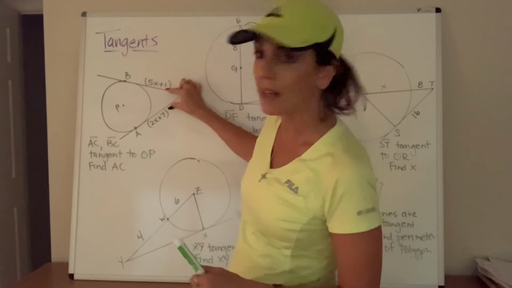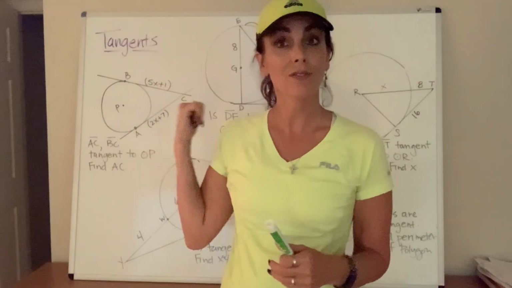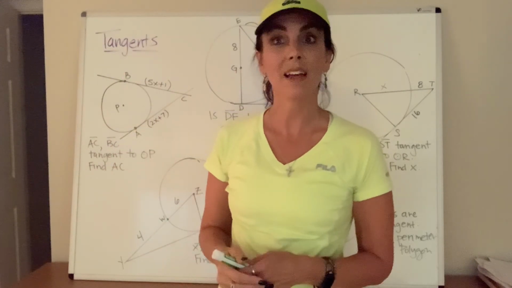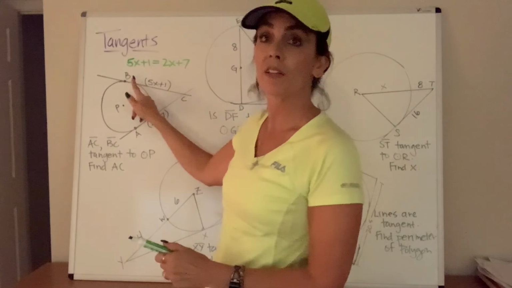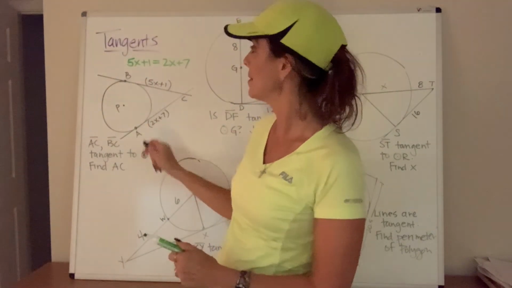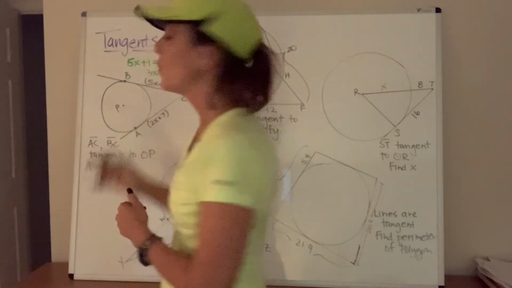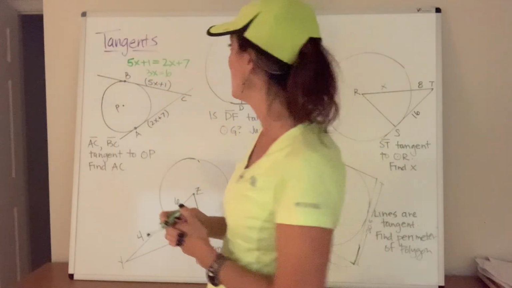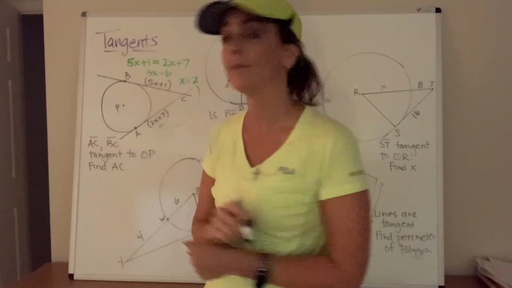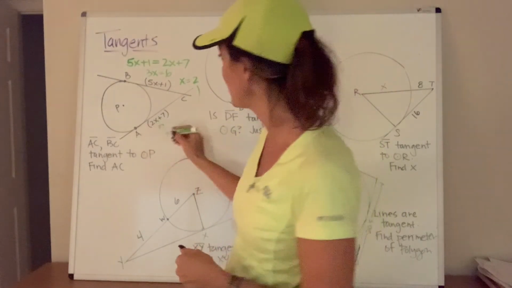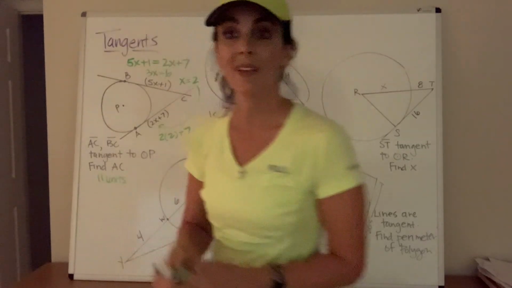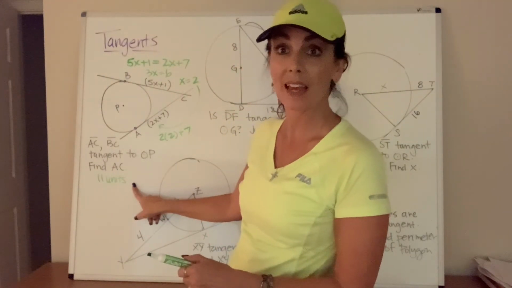So since we know that these segments are congruent, we can set those expressions equal to each other, solve for x, and then back substitute to find the length of the segment. We can definitely say 5x plus 1 is equal to 2x plus 7. Now if we subtract 2x from both sides and subtract a 1 from both sides, we would end up with 3x is equal to 6, and therefore x is equal to 2. Now we're going to sub that back in, and we're going to say that the length of AC is 2 times 2 plus 7, otherwise known as 11 units in length.